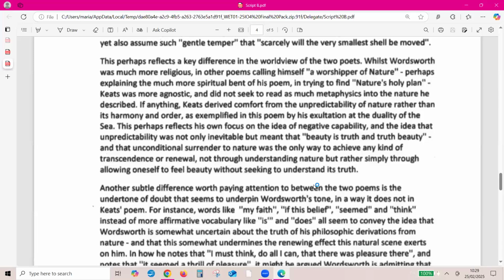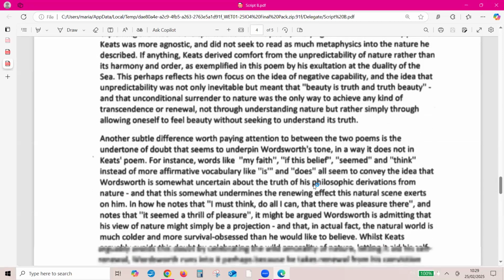This reflects his own focus on the idea of negative capability and the idea that unpredictability was not only inevitable, but also meant beauty, truth, and truth, beauty. And the unconditional surrender to nature is the only way to achieve any kind of transcendence or renewal, not through understanding, but simply through allowing oneself to feel beauty without seeking to understand truth.